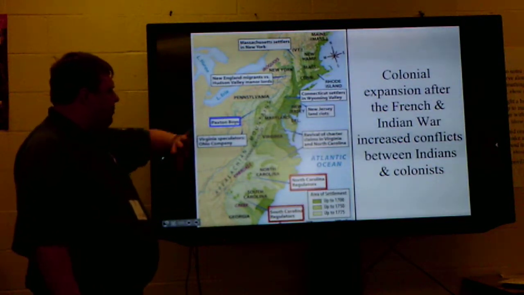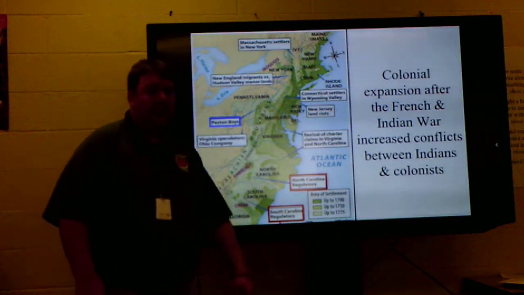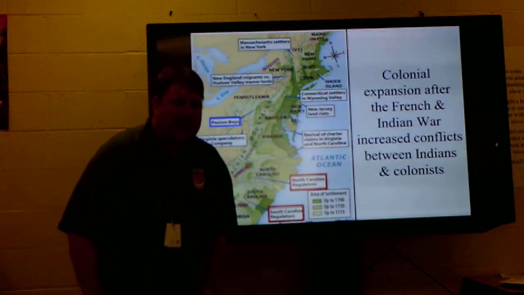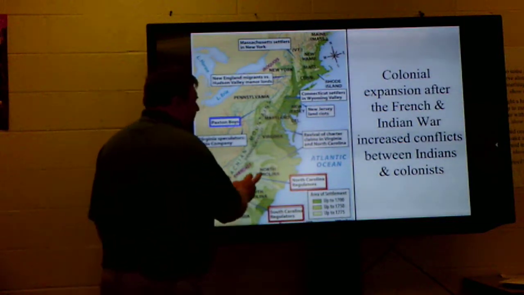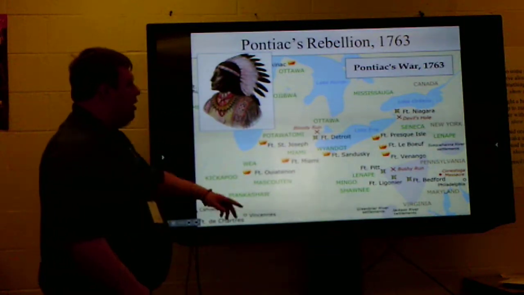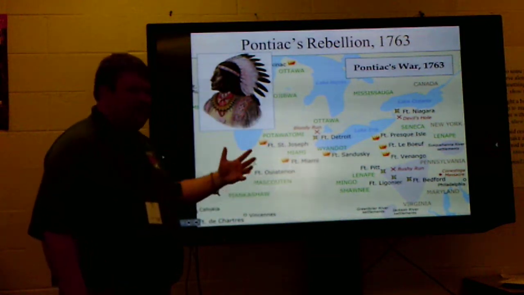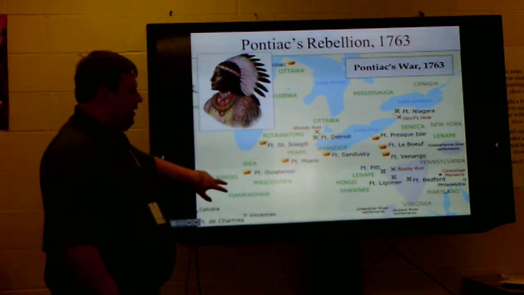So as people began expanding into this region that's called the Ohio River Valley, they're taking more Indian land, making the Indians more mad. The Indians are attacking, and it's just causing more and more problems. So I said Chief Pontiac's War, Pontiac's Rebellion, and that's the name of this incident that happens between Chief Pontiac and the colonists going into that region.